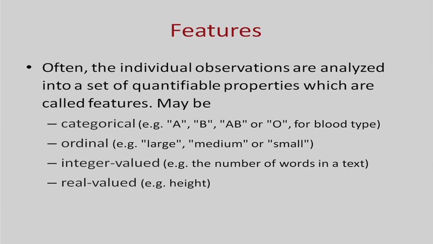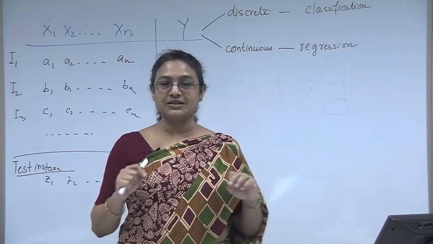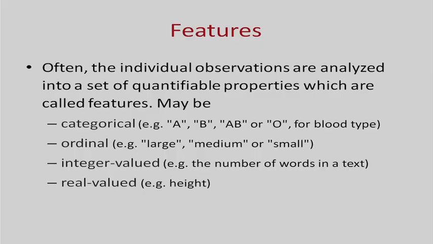Now, we see that in order to describe an instance, features play a very important role. The observations that you see are analyzed into a set of quantifiable properties which are called features. So, if you want to predict the price of a car or the price of a house, you have to have the right features which will help you to come up with the price. If you want to predict what disease a patient has, you have to come up with the right tests and parameters which will enable you to make that prediction.